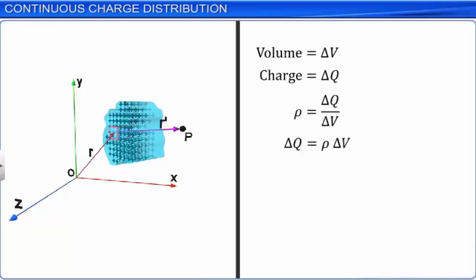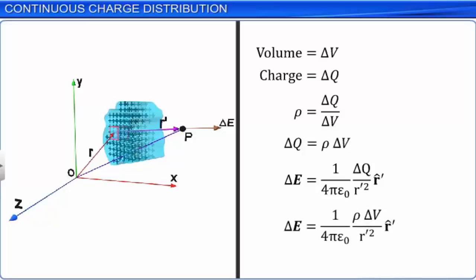The electric field strength at point P due to the volume element is delta E is equal to 1 by 4 pi epsilon naught delta Q by R dash square into R dash cap, where R dash cap is the unit vector in the direction of the straight line from the volume element towards the point P. This can be written as delta E equal to 1 by 4 pi epsilon naught into rho delta V by R dash square into R dash cap.